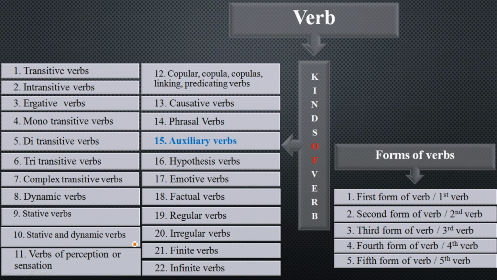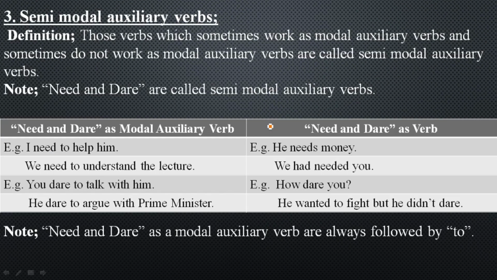As we are discussing the 15th kind of verb, it is known as the auxiliary verbs. Auxiliary verbs, we have already discussed two kinds. Number one was helping or primary verbs, and the second one was modal auxiliary verbs, and today we have got the last. It's known as semi-modal auxiliary verbs.